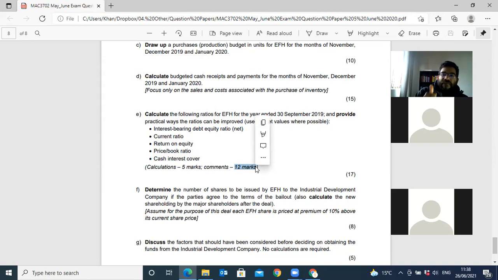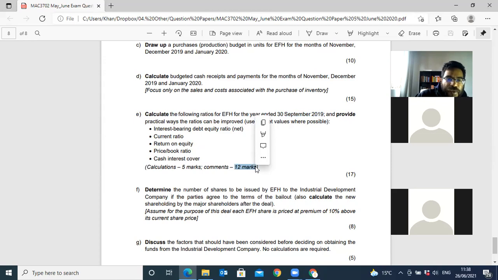Okay, so the first thing you're going to have to do, practical ways you can improve the ratio. The difficult part over here is obviously whether it improved or deteriorated. So I guess they don't want you to state whether it improved or deteriorated. They want you to provide a way that it can be improved. So they're trying to tell you it's not at its best. How can we improve it?